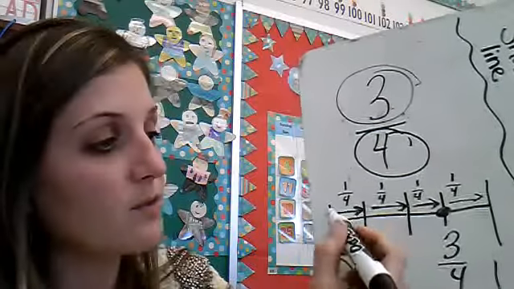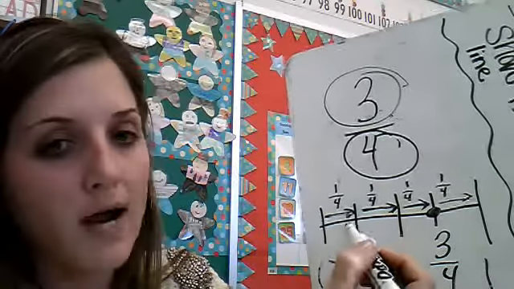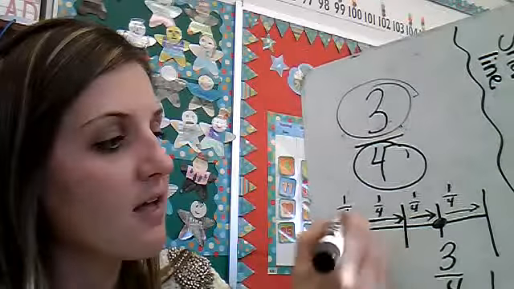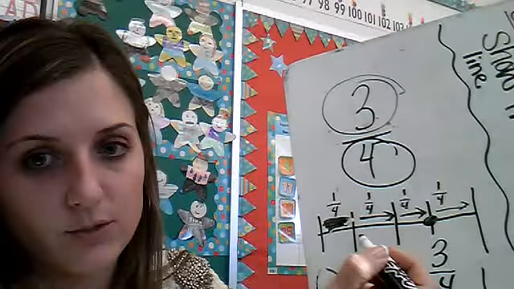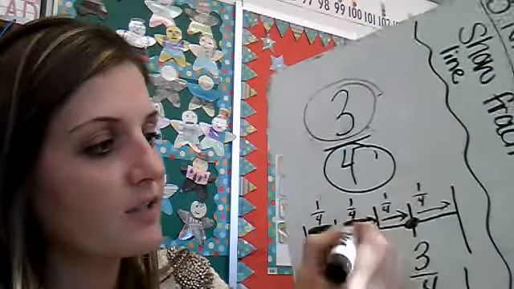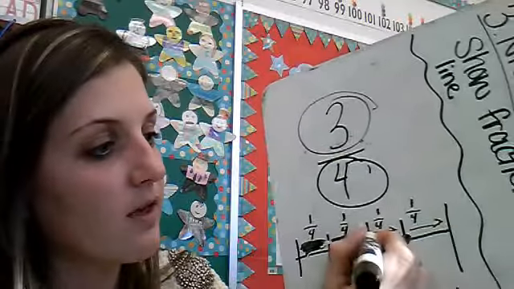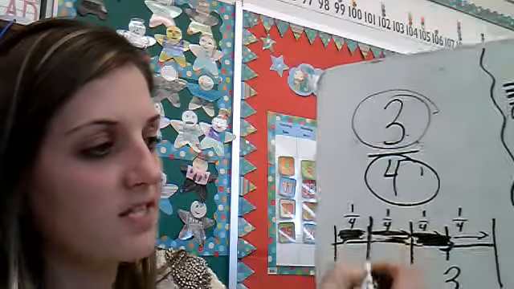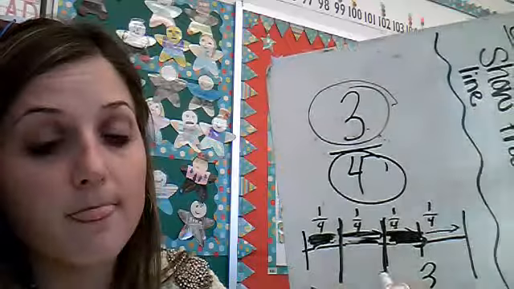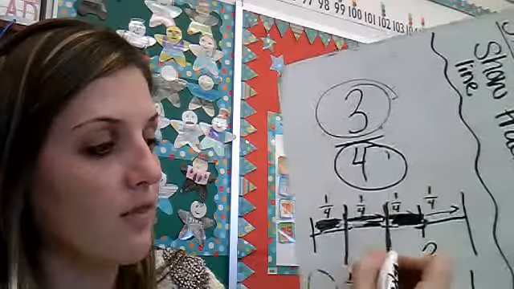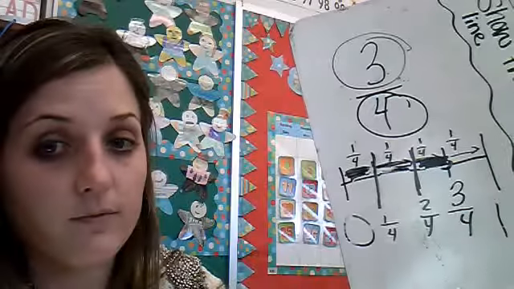Now you notice when I do my unit fractions, I don't write it above the mark, and that's because this space right here is worth 1/4. This space right here is worth 1/4. This one is worth 1/4. The tick marks represent the other part, or the number I'm thinking of.